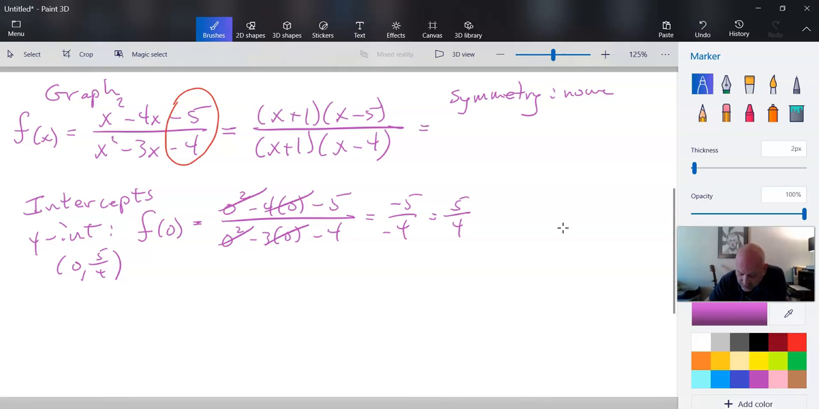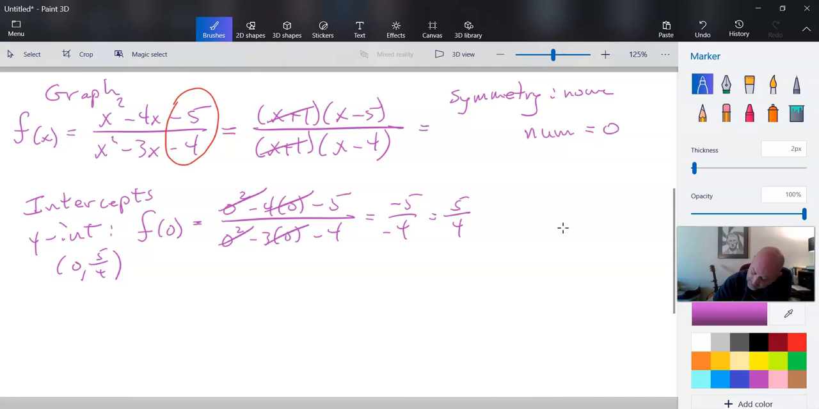Again, when these things show up, it actually ends up being a hole in the graph later. So just for the sake of computing the x-intercept, I'm going to cancel those two things because I know they'll go away, and I can just look at the numerator.